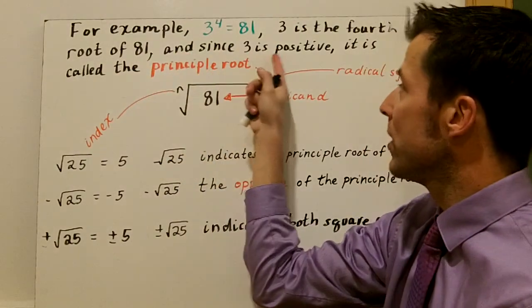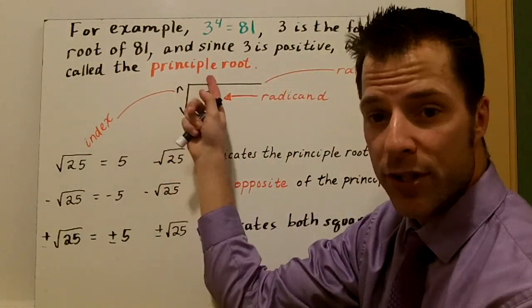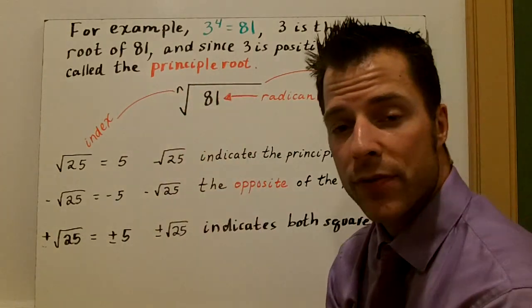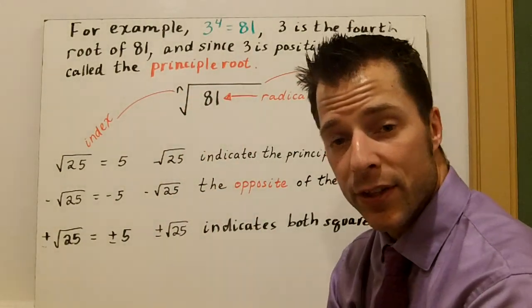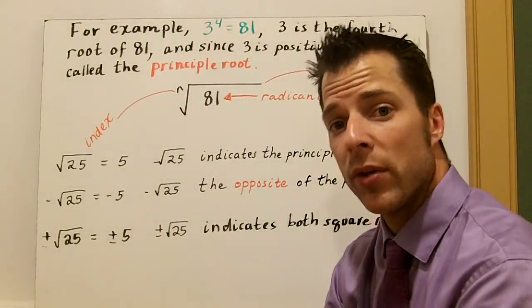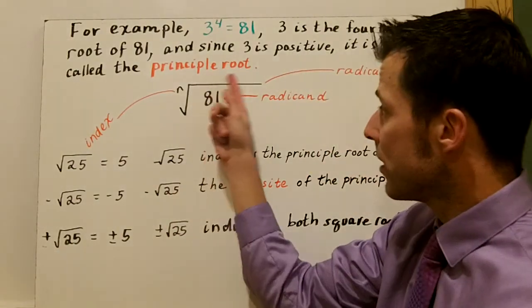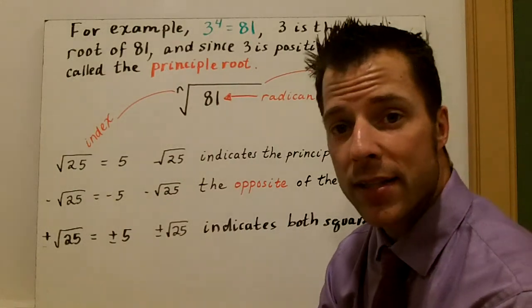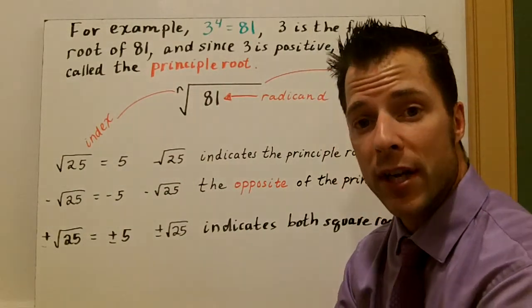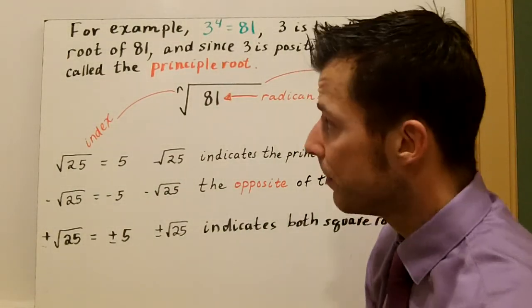Okay, and since 3 is positive, we call that the principal root. Now the principal root is very important. On your graphing calculator, when you take the square root of 81, it only gives you 9 instead of -9, and that's because of this, the principal root. It's the positive root. Okay, and that's how your calculator is set up to handle square roots.